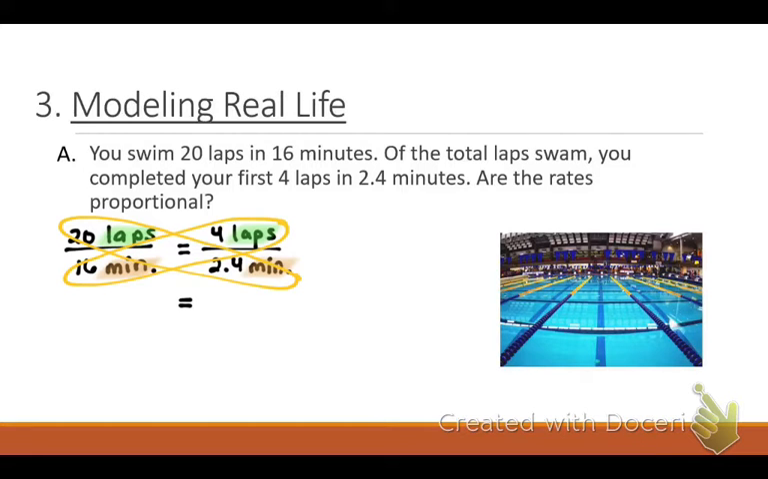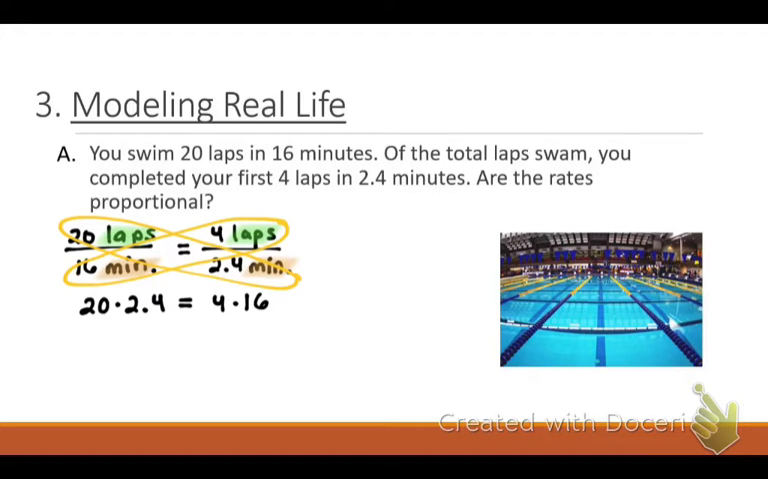Jace, what do you think I should write on the left side? 20 times 2.4. Either one is fine, it doesn't matter which one you put first. So we can do 20 times 2.4. And on the right side? 4 times 16. Once again, the question that comes up: does it matter which order? No, because this equals each other no matter what order.